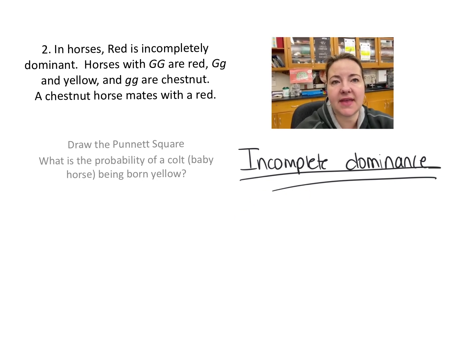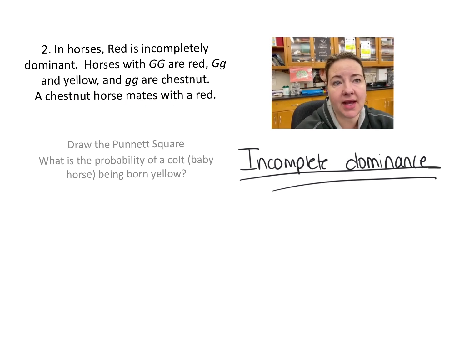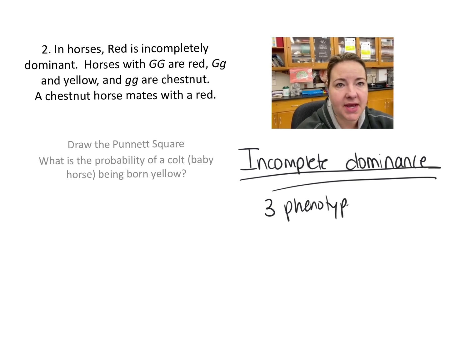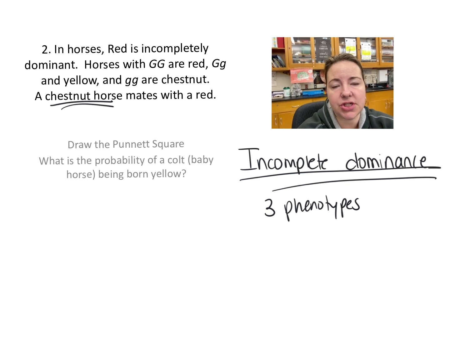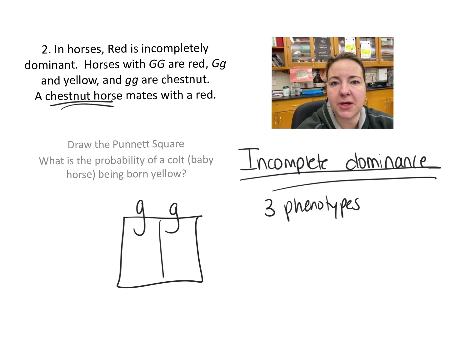Again, how can we see that? Is that we have three different phenotypes. We have red, yellow, and chestnut. So if we have a chestnut horse, that means that that individual is going to be homozygous recessive, little g, and we're going to mate that with a red horse, which is going to be homozygous dominant, big G.